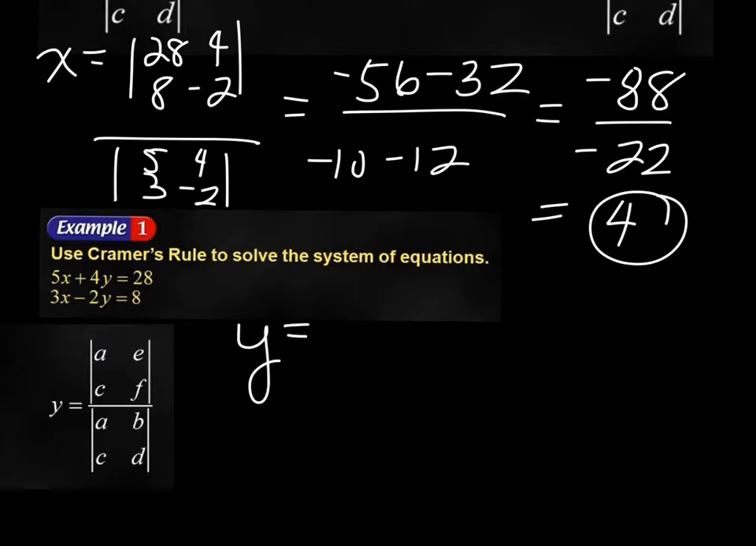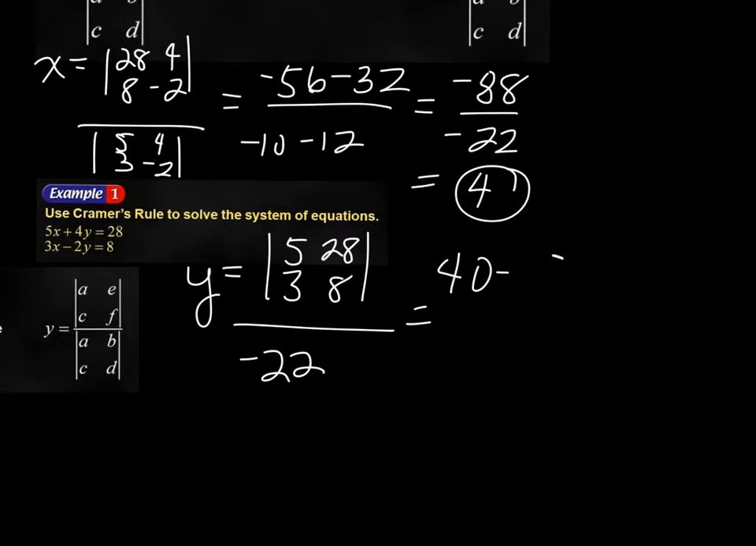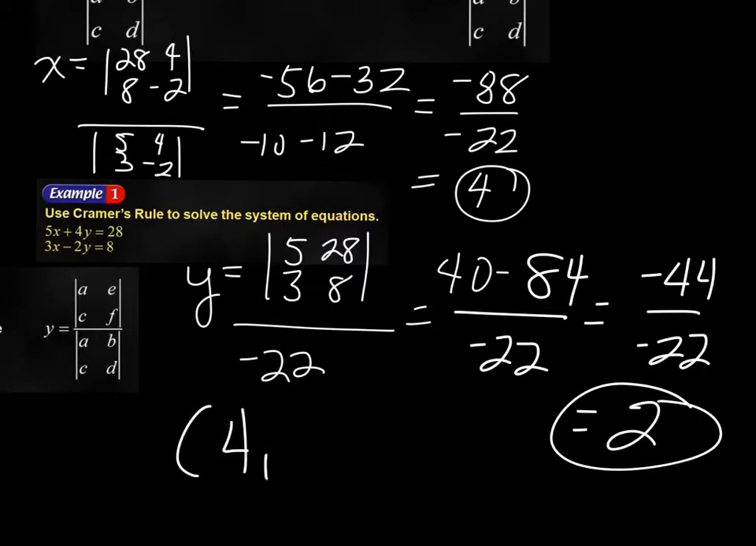So now to find y, I want the coefficients of x, then the constants, over, okay, I refuse to do the same determinant twice. We already did it. We know it's negative 22. So now I've got 40 minus 84 over negative 22. So negative 44 over negative 22. Negative by a negative is a positive. And I get 2. So my ordered pair is (4, 2).